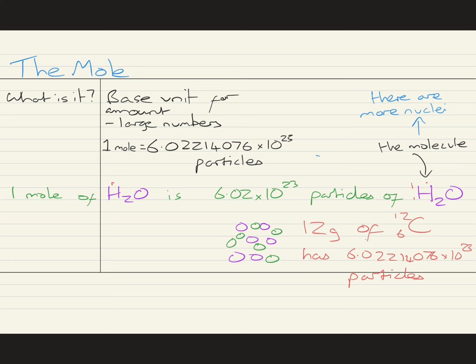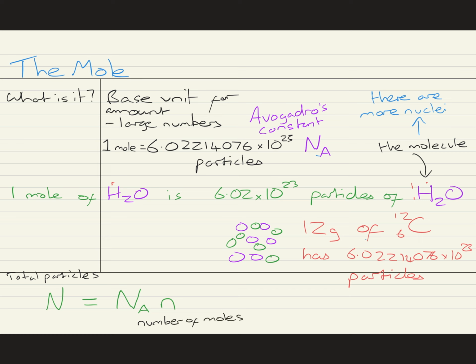Obviously, the number 6.02214076 times 10 to the 23 has a name, and it is Avogadro's constant, with symbol N subscript capital A. The total number of particles in the substance, N, is given by capital N equals Na multiplied by the number of moles. So big N equals Na times small n. We're going to come back to this in future lessons, so keep a note of that.